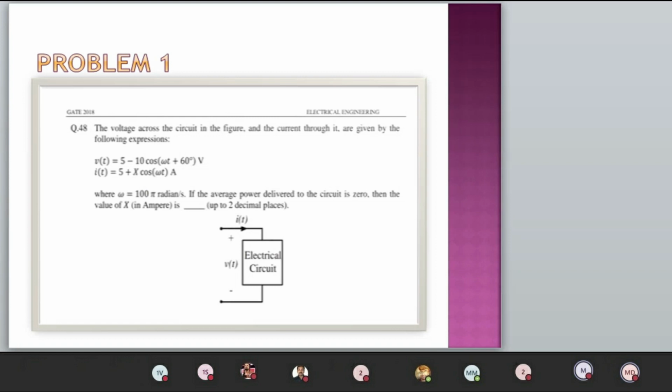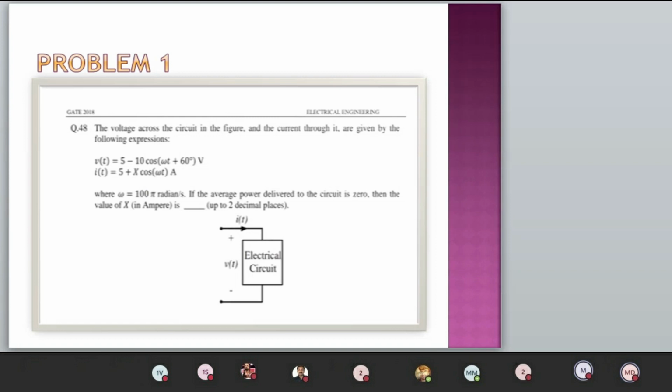Now consider this question, GATE 2018. The voltage across the circuit in the figure and the current through the circuit are given by the following expressions. V of t is 5 minus 10 cos of omega t plus 60 degrees. I of t is 5 plus x cos omega t, where omega is equal to 100 pi radians. If the average power delivered to the circuit is 0, then what is the value of x in amperes, up to 2 decimal places?